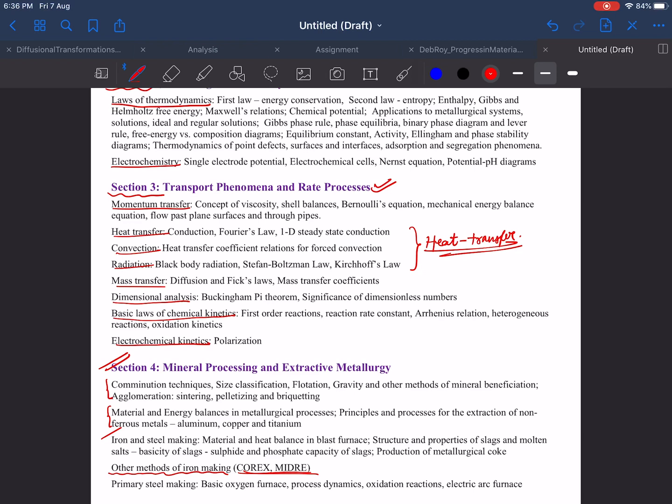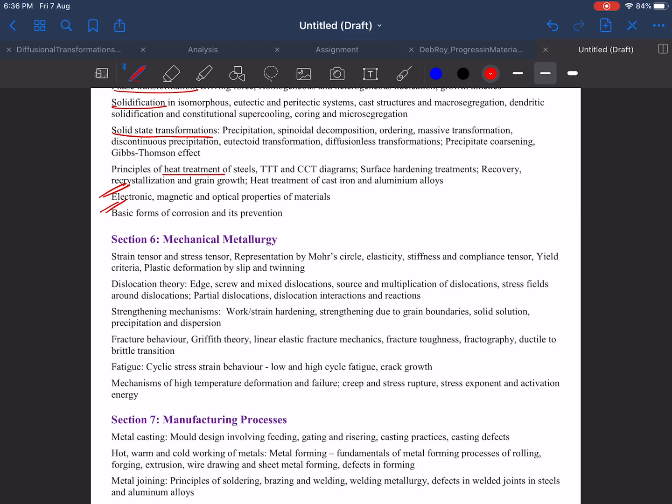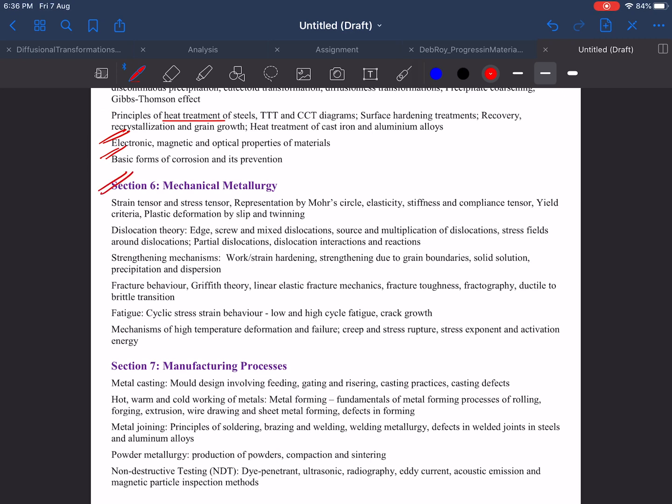Again in steel making, they bifurcated it: primary steel making is there, secondary steel making, continuous casting. So this is from extractive metallurgy, and the rest is the same. In physical metallurgy, you know the syllabus: bondings, characterizations, crystal structures, diffusions, phase transformation, solidification, solid state transformations, heat treatments, properties of materials, and some basics of corrosion. Then also mechanical metallurgy, like stress tensors, strain tensors, representation of Mohr circle. These are some elaborative topics which they want to focus on now.